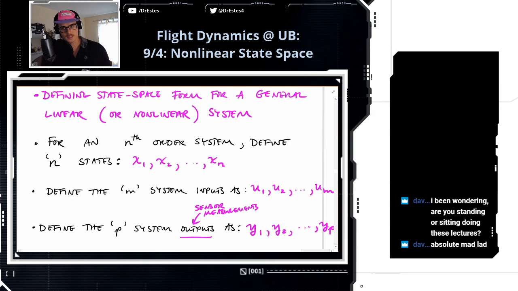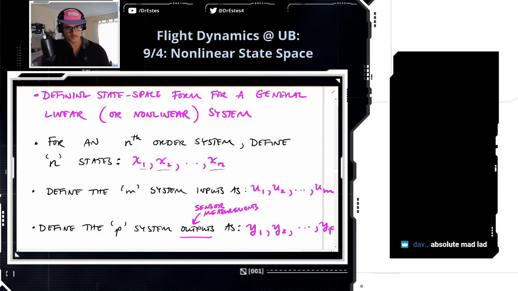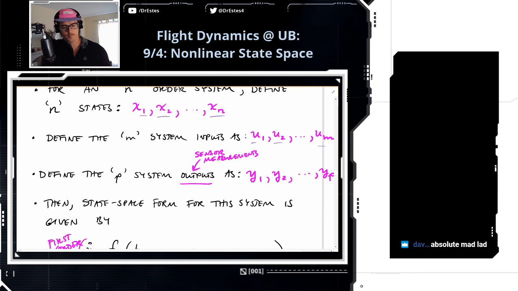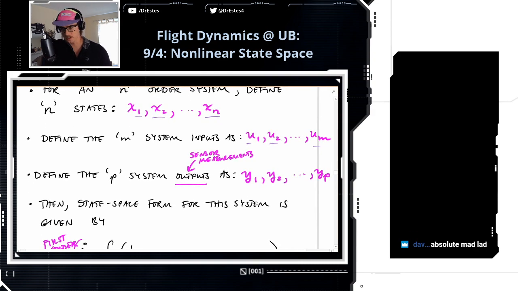All right, so let's say you have an nth order differential equation. You define n states, and I'm calling them x1, x2, all the way up to xn. And you might have up to m system inputs, u1, u2, all the way up to um, and you'll have p system outputs. These are what your sensors are outputting from this dynamic system: y1, y2, all the way up to yp.